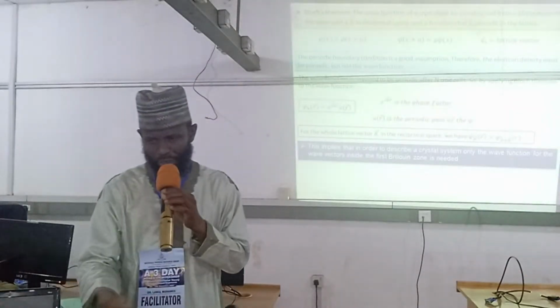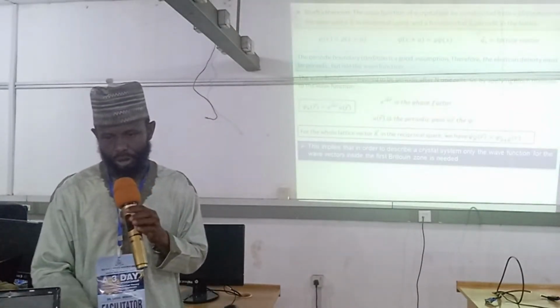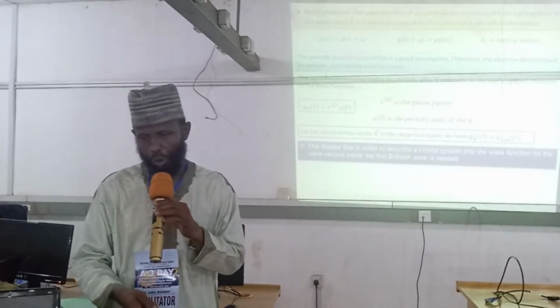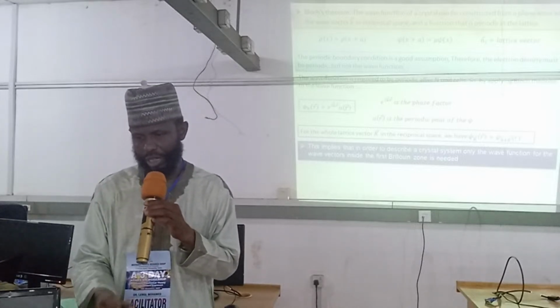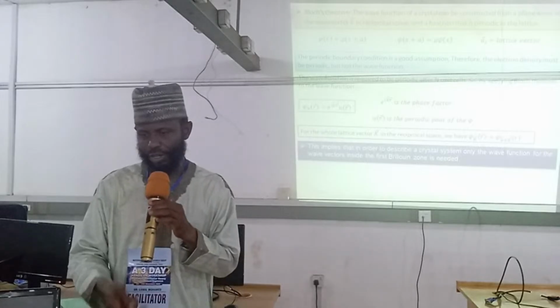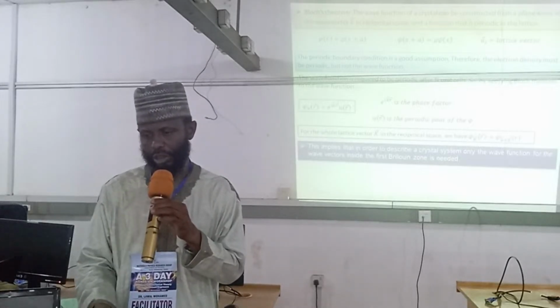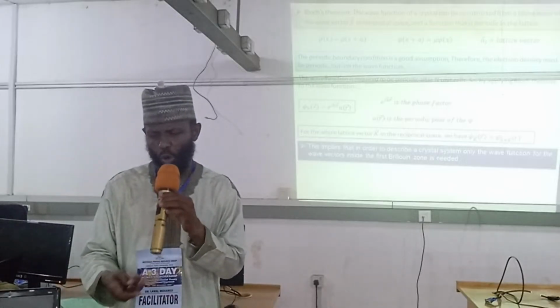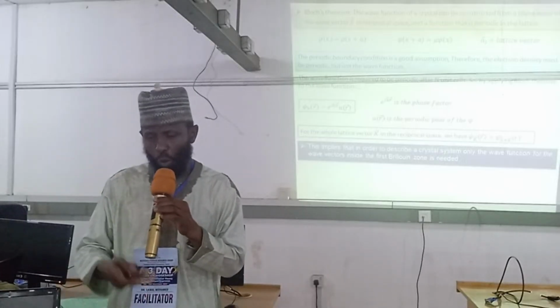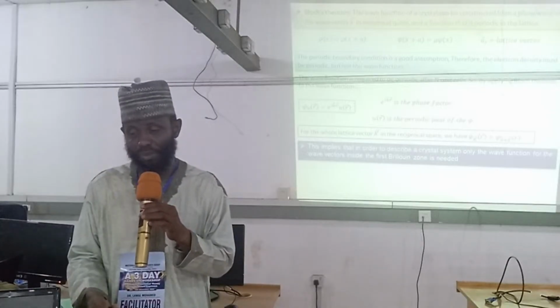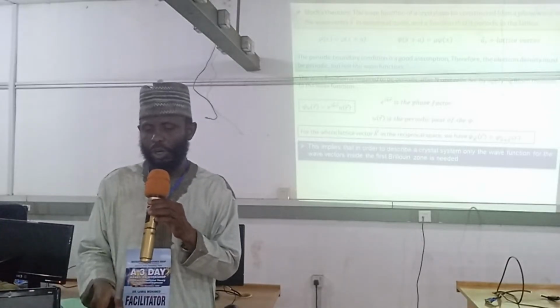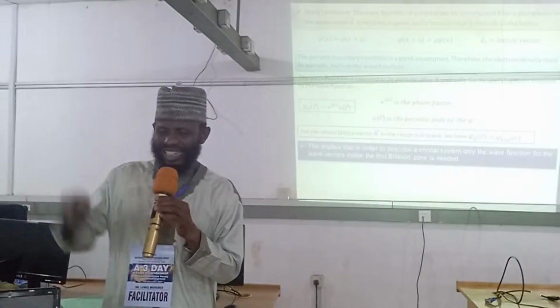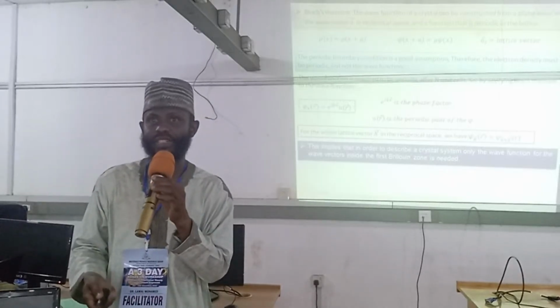So this is just what I have finished talking about. Then for a whole lattice vector K, we have the wave function equal to the wave function at K plus K. This implies that in order to describe a crystal system, the wave function for the wave vector inside the Brillouin zone is needed.